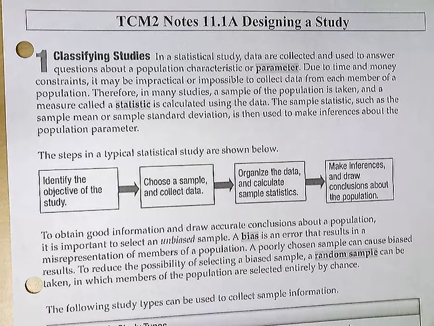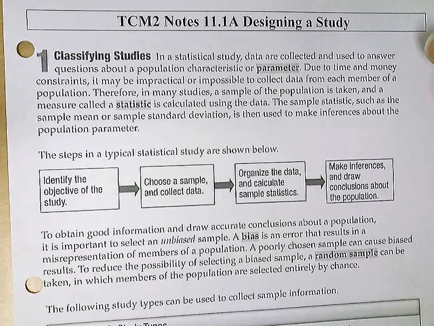So classifying studies. In a statistical study, data is collected and used to answer questions about a population characteristic or parameter. Due to time and money constraints, it may be impractical or impossible to collect data from each member of a population. So say they wanted to do some kind of study on people in the U.S., they're not going to ask everybody. They're going to select a small sample of certain people in order to do that study.